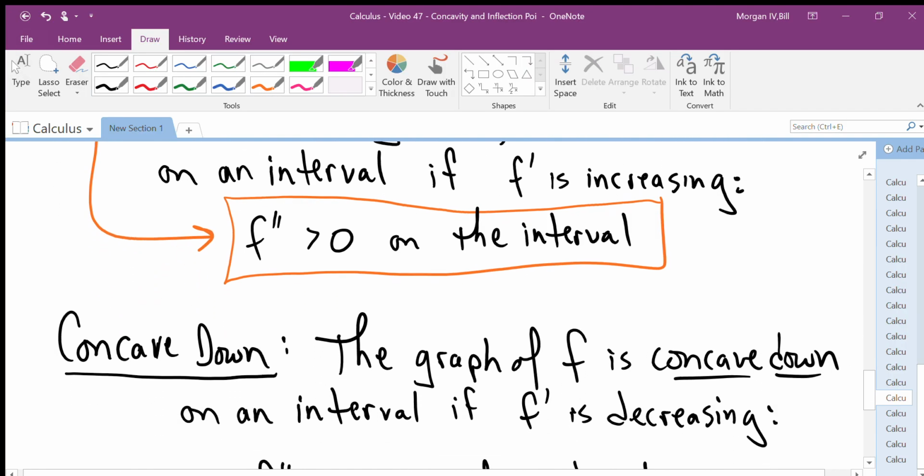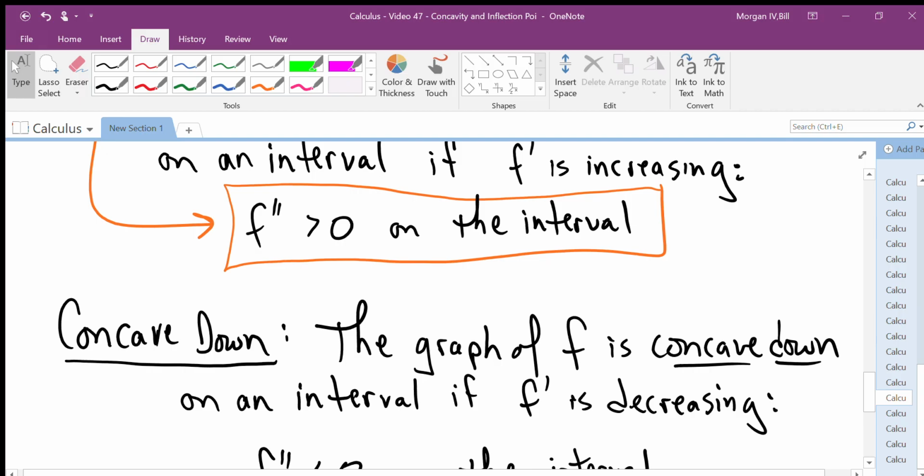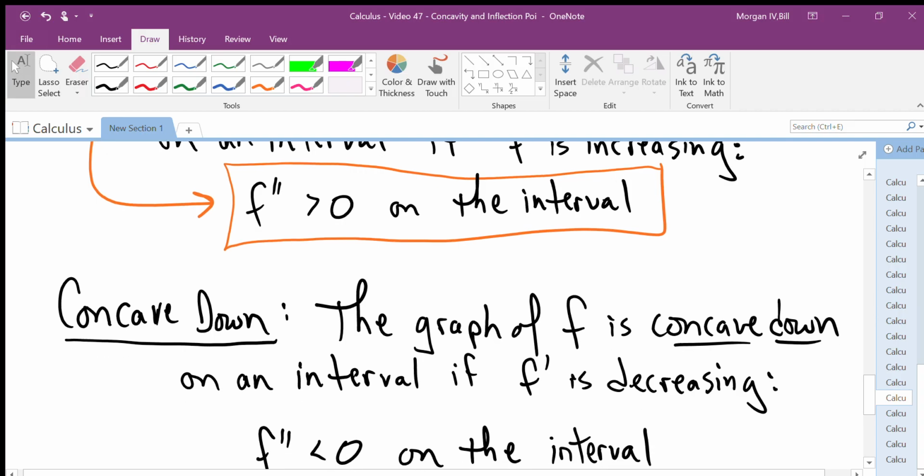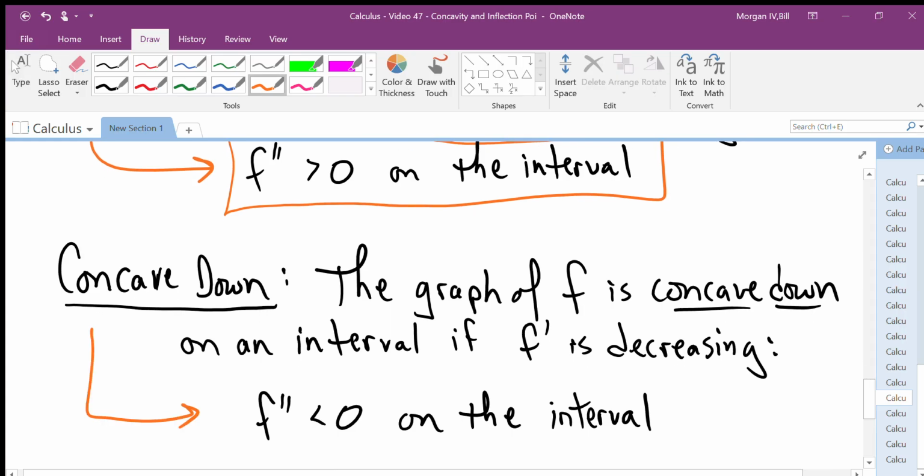Similarly, concave down. The graph of f is concave down on an interval if f prime is decreasing, right? So that might be a negative slope getting more negative, or a positive slope getting less positive. Either way, that's concave down, and we find that by seeing the second derivative being negative on an interval. Right? So how do you find concavity? Well, you find the second derivative, and you find out when the second derivative is either equal to 0 or undefined. You create a number line like we did with the first derivative, and you find out when is it positive and when is it negative.